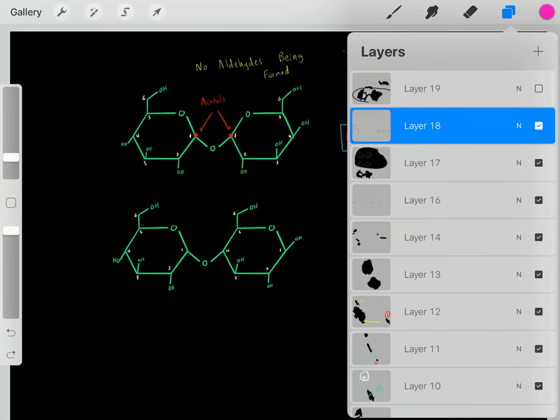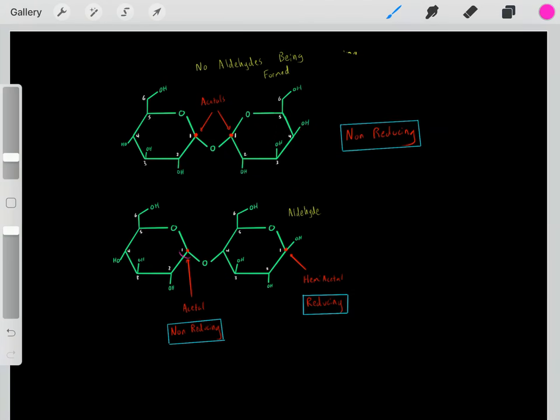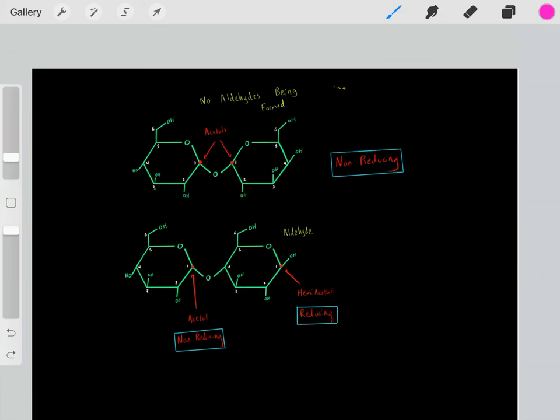However, what about these carbohydrates? Well, again, you look at the anomeric carbons. This anomeric carbon is an acetal, so therefore it's a non-reducing sugar. However, this anomeric carbon is a hemiacetal, so it can form the aldehyde, so it can get oxidized in the first place, so it can reduce compounds, so therefore it's a reducing sugar. So again, the point is, carbohydrates can either be reducing sugars or non-reducing sugars.